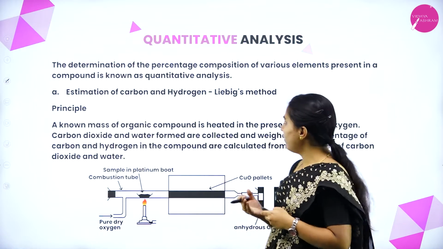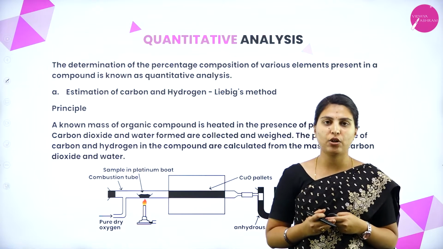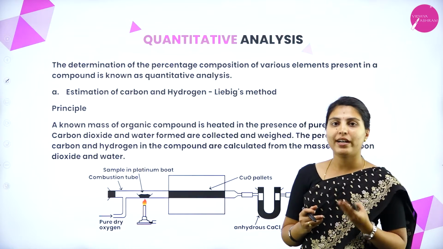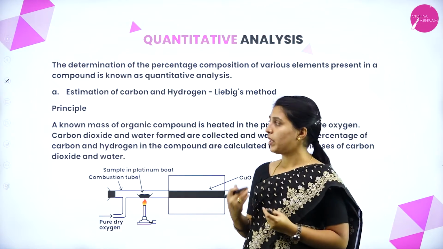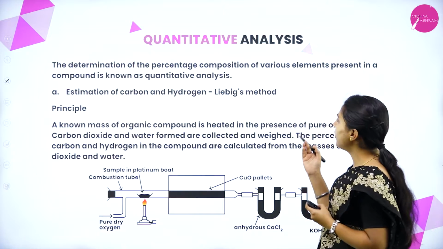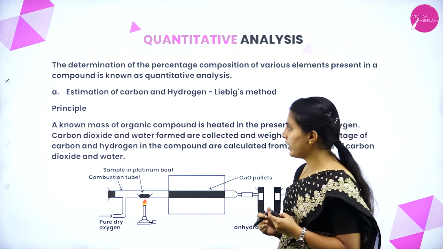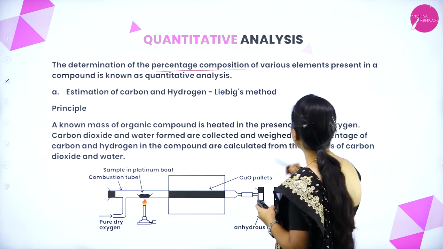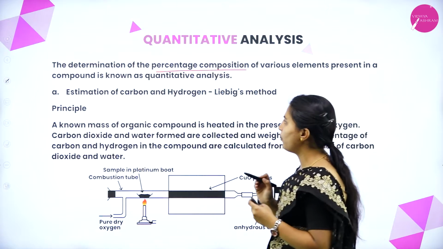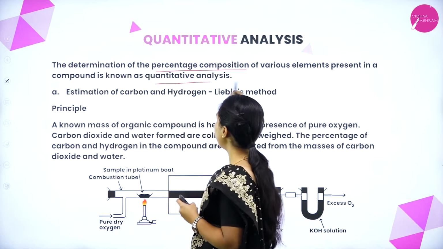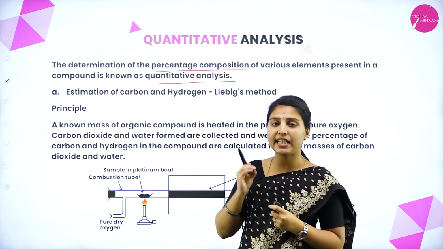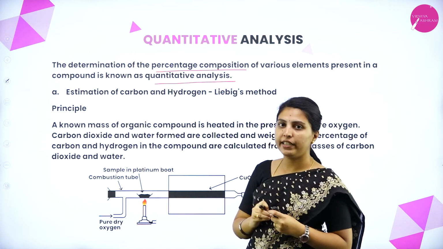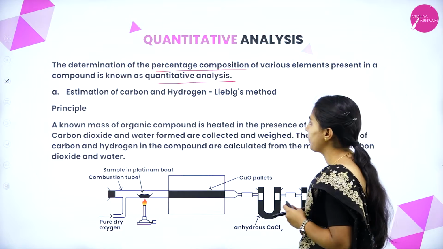Till now, we have seen the qualitative analysis of the organic compound, right? The detection of halogens, nitrogen, sulfur, phosphorus. Now we are seeing the quantitative analysis. What is quantitative analysis? The determination of the percentage composition of various elements present in the compound is known as quantitative analysis. The percentage of each element present in the given organic compound is called quantitative analysis.